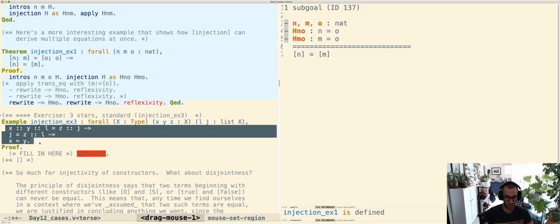So you're going to need injection here. Different proofs will use injection different numbers of times, right? So there's a way to do this with just one, and there's a way to do this with two. Any more than that, you've probably gone off the rails.